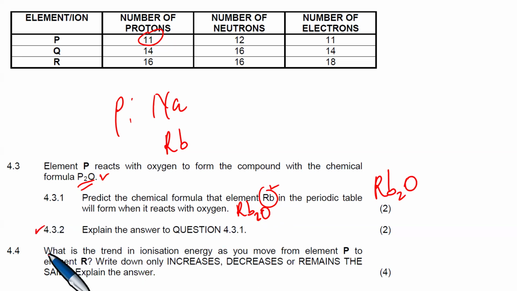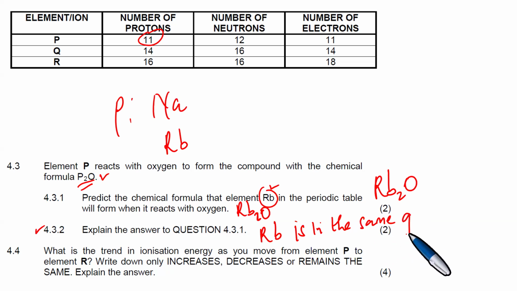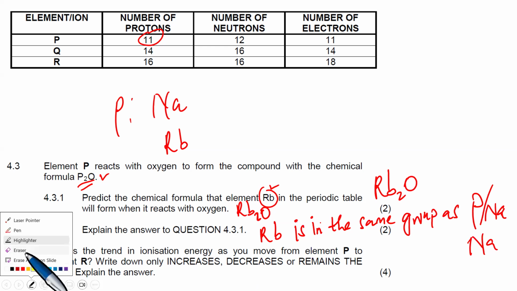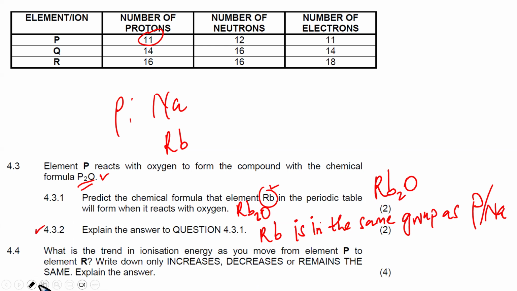We continue with 4.3.2. Explain the answer to question 4.3.1. Why is that the case? Because Rb is in the same group as P, or you can say they're in the same group as sodium, and that is the reason why they would have that particular formula.